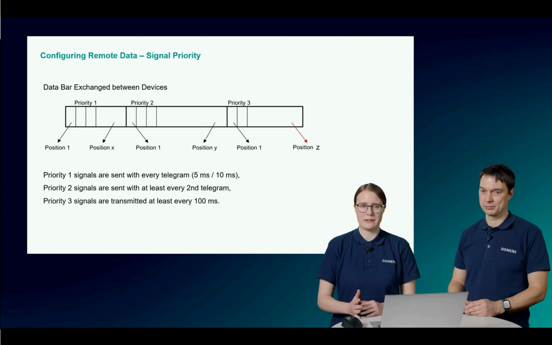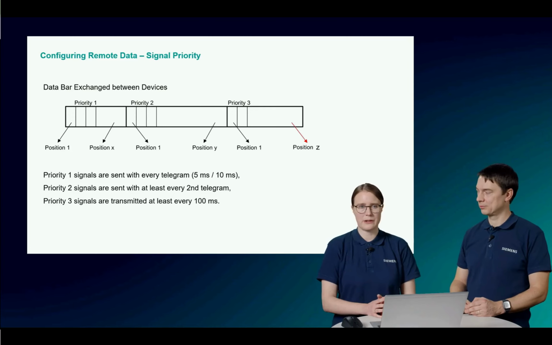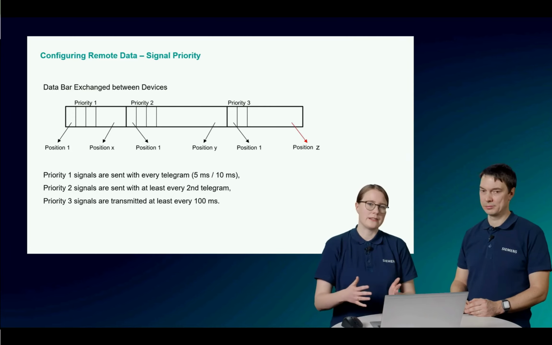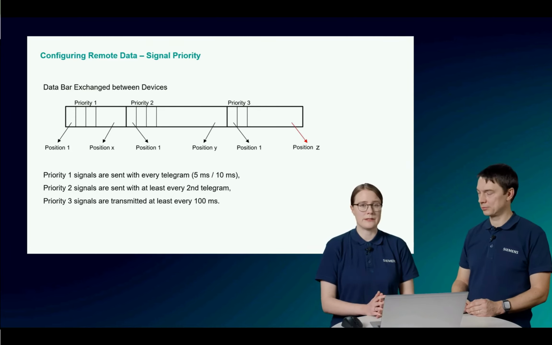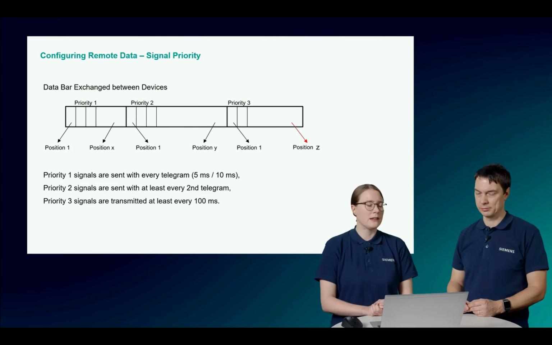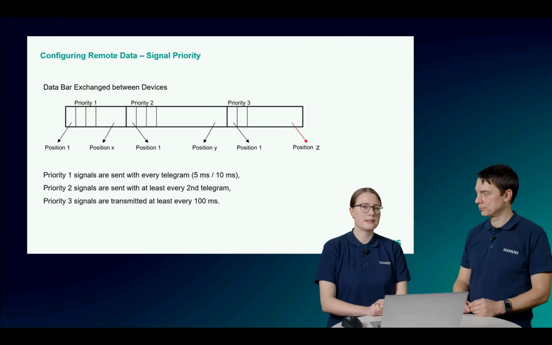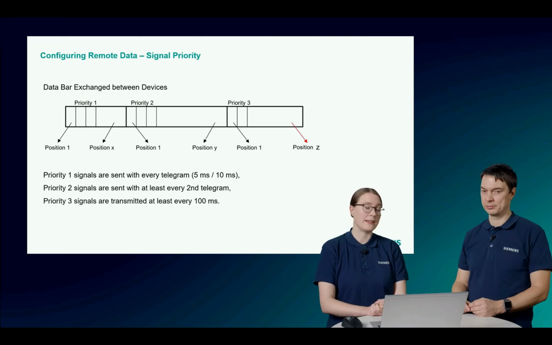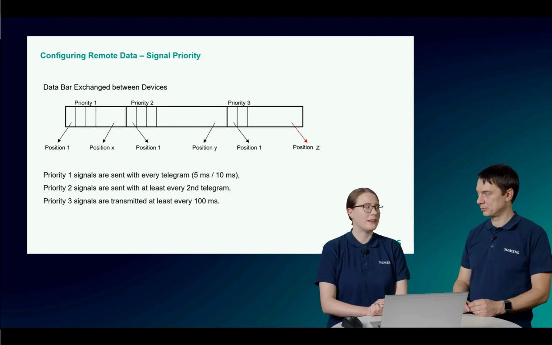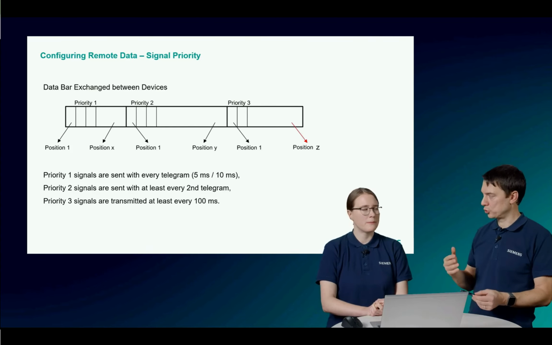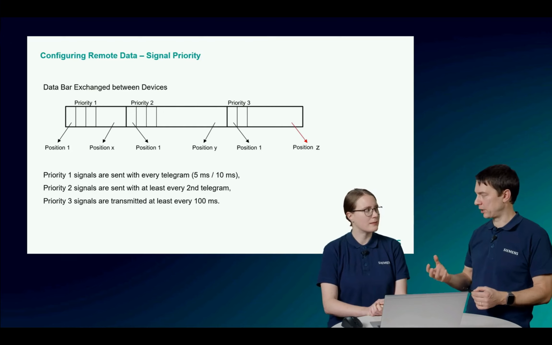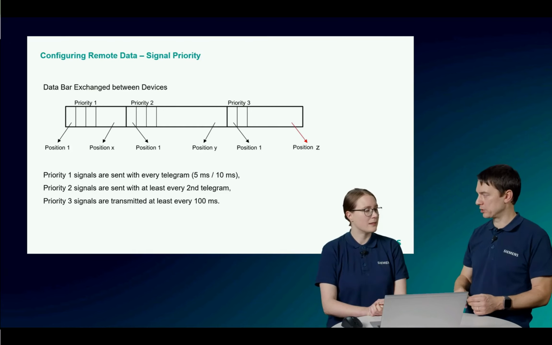It is split into 3 priorities, 1, 2, 3. The first priority signals are sent with every telegram, that means every 5 to 10 milliseconds. The priority 2 signals are sent with at least every second telegram. And the third priority signals are transmitted at least every 100 milliseconds. So the user can prioritize the data he wants to exchange and how often this occurs.